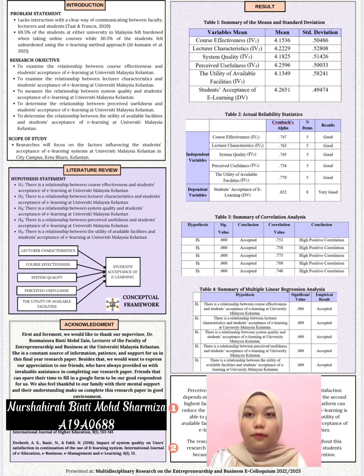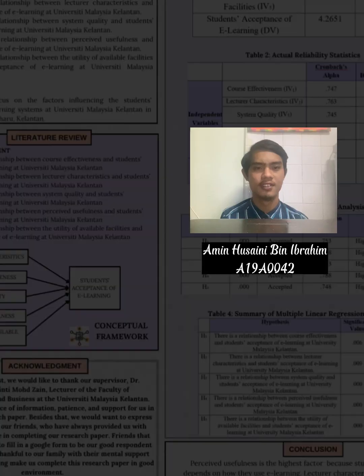Furthermore, in the result of the correlation analysis, the highest correlation value is perceived usefulness, with 0.788. So we can conclude that our hypothesis shows high positive correlations. Lastly, the summary of multiple linear regression analysis between all the independent variables and the dependent variable were accepted because the significant p-value was less than 0.05.